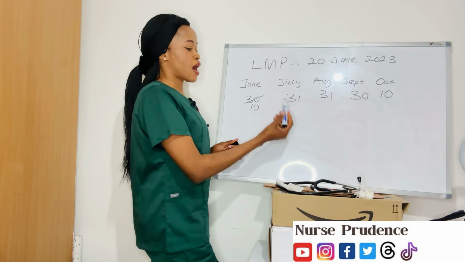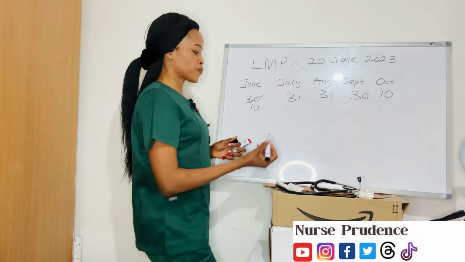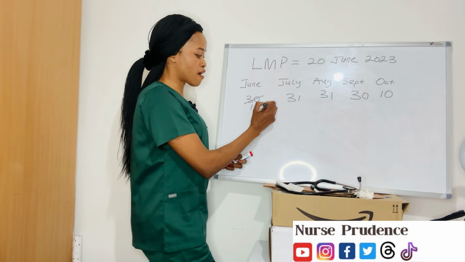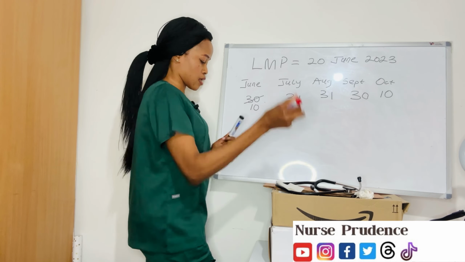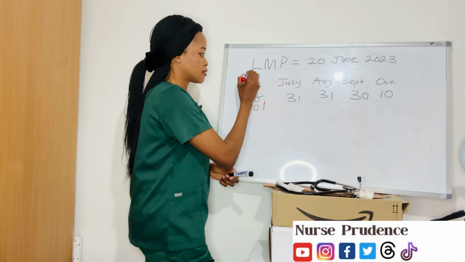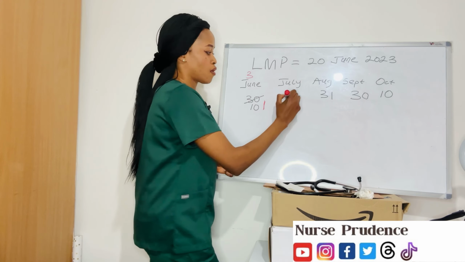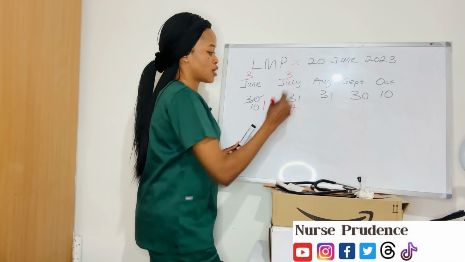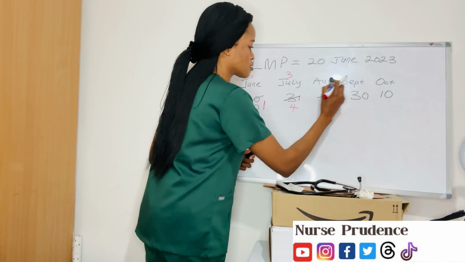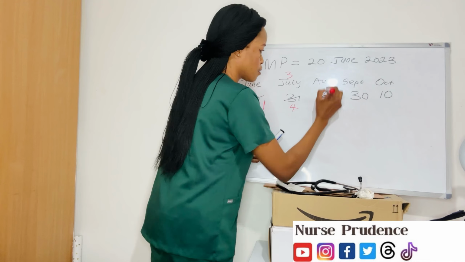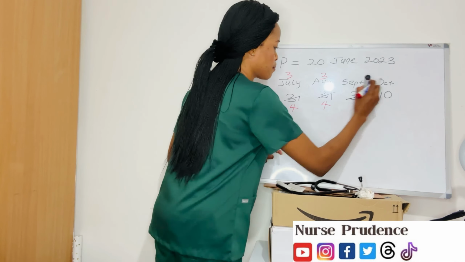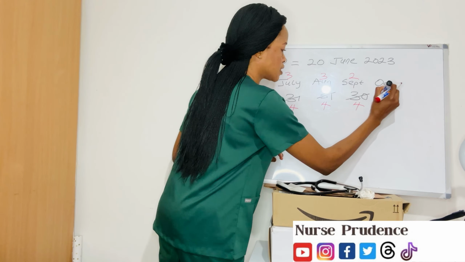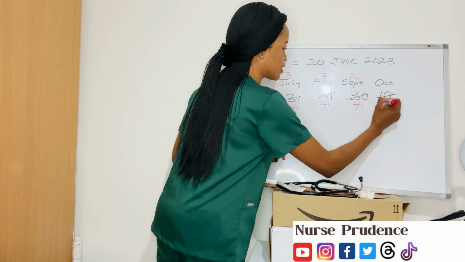Now, you calculate it this way. How many weeks are there in each of the months? For this 10 days, we have only 1 week and 3 days. For 31 days, we have 4 weeks plus 3 days. That is July. And for August, we still have 4 weeks and 3 days. For September, we have 4 weeks and 2 days. For October, which is 10th of October, we have 1 week and 3 days.